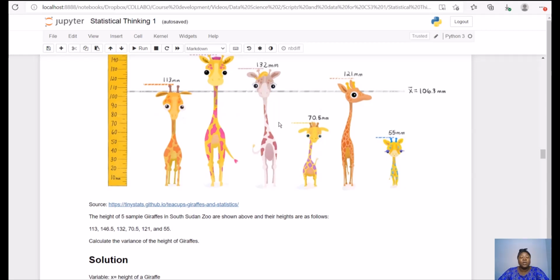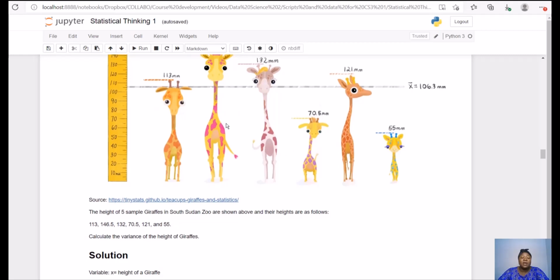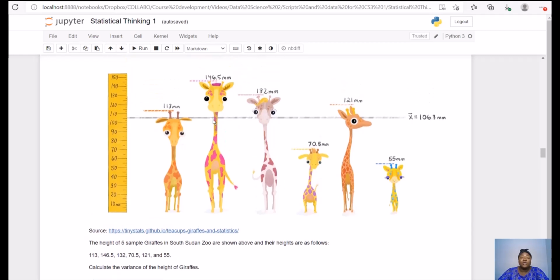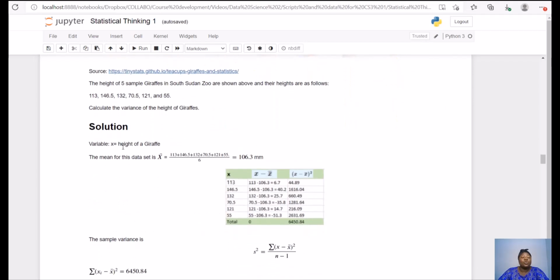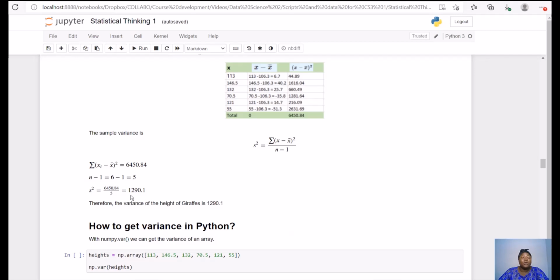These are the sizes: one has 133 millimeters, 146.5 millimeters, up to 55 millimeters. So we want to find the variance of the height of the giraffes. How varied are they from each other? Usually our solution will be, x is the height of the giraffe, so we find the mean to be 106.3 and the sample variance will be 1290.1. So therefore the variance of the height of the giraffes is this.